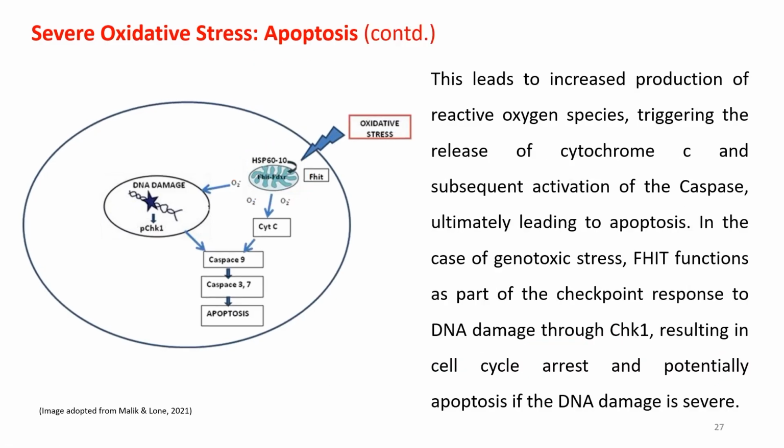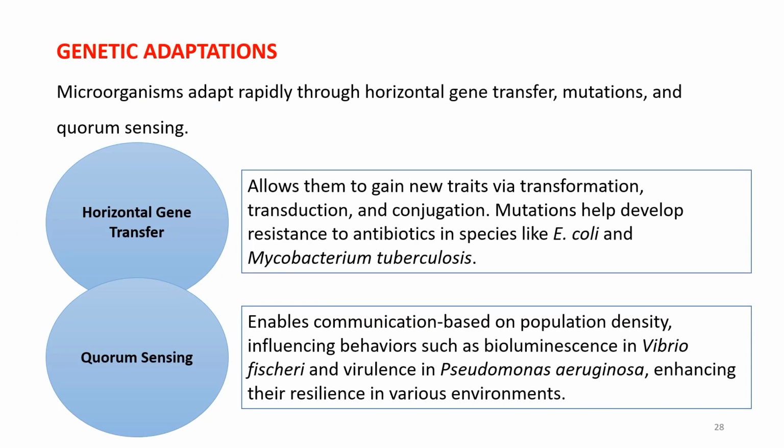This leads to increased production of reactive oxygen species. Many of them are getting produced, triggering the release of cytochrome C and subsequent activation of caspase, ultimately leading to the apoptosis. In the case of genotoxic stress, FHIT functions as a part of the checkpoint response to DNA damage through CHK1, resulting in cell cycle arrest and potentially apoptosis if the DNA damage is severe.